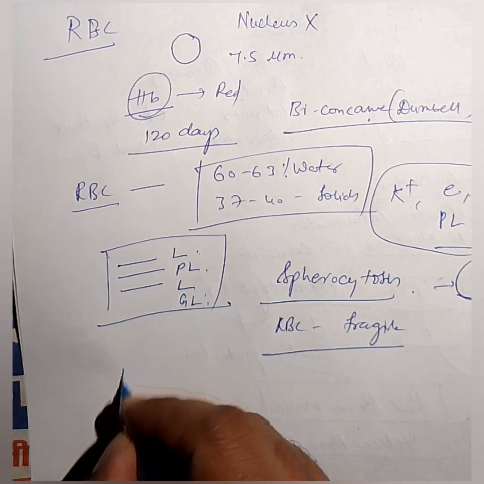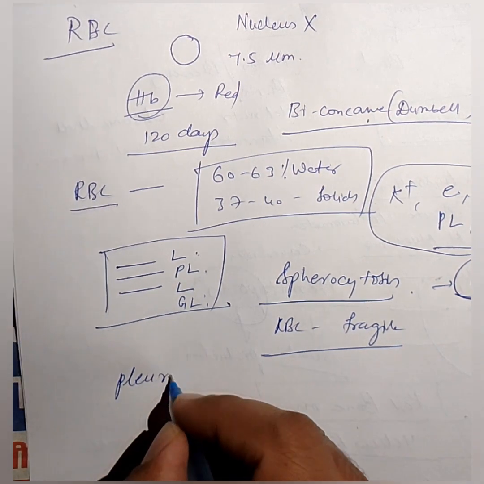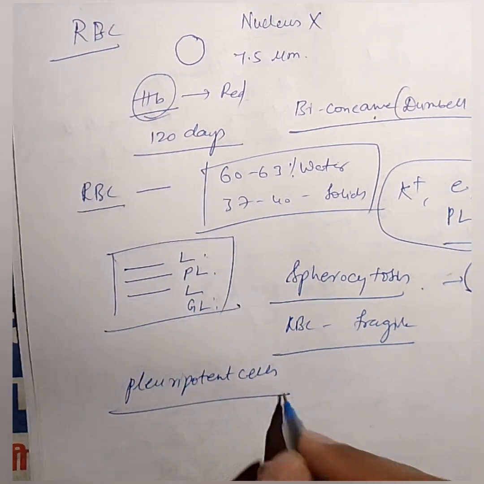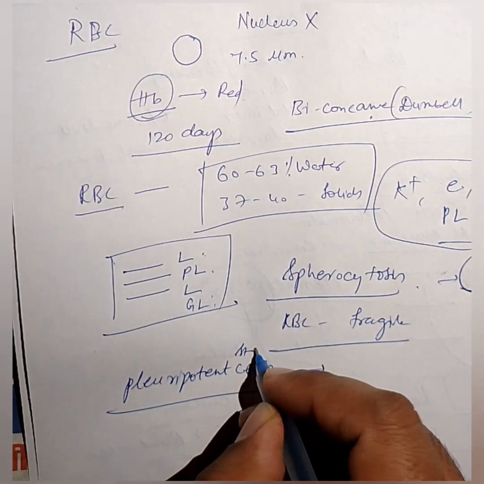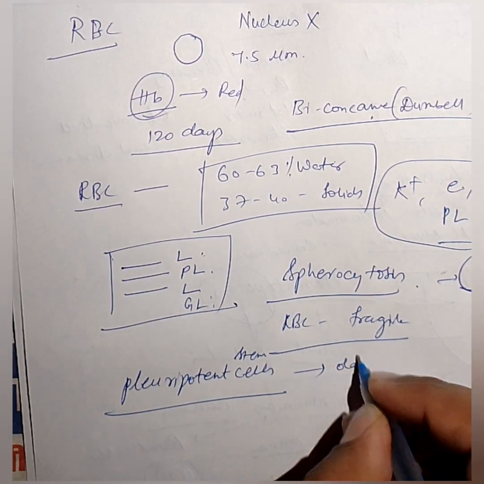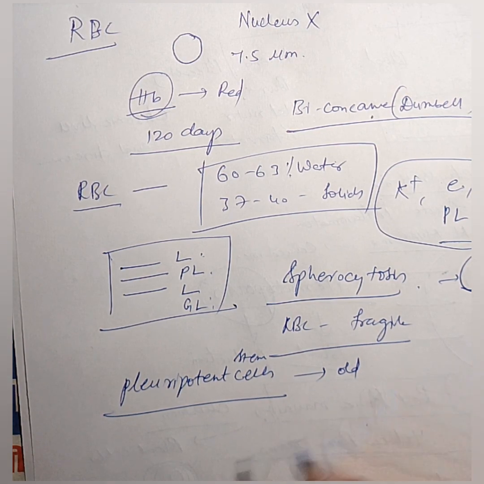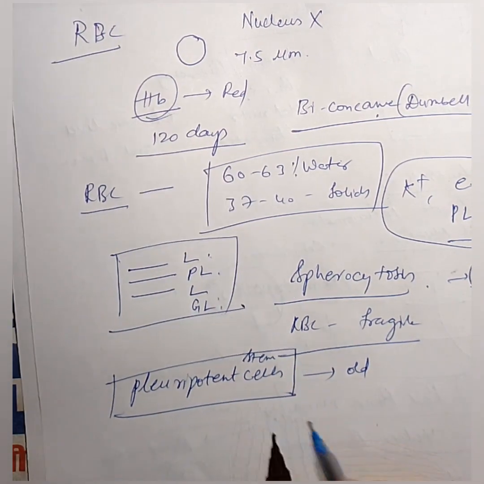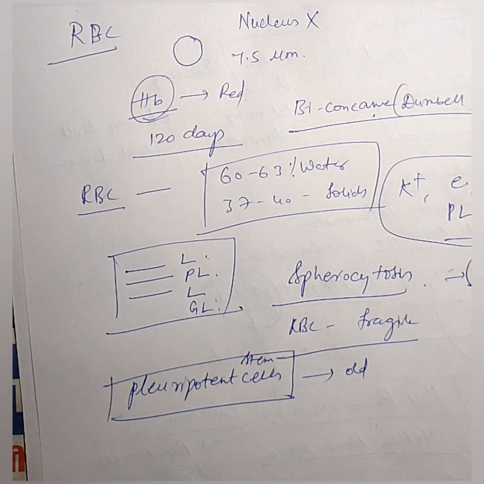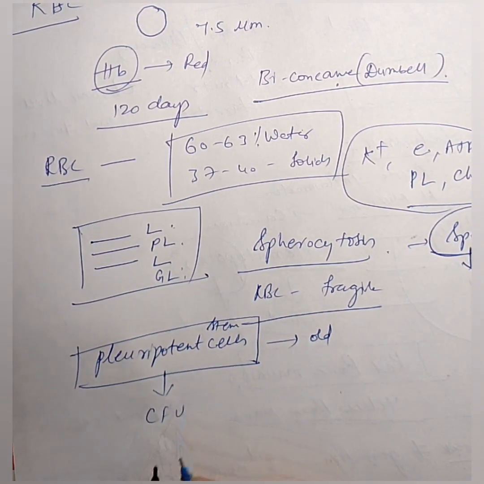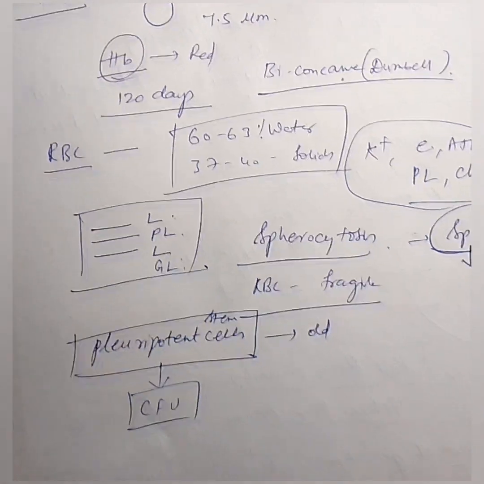And coming to the formation, we can see pluripotent cells. What are pluripotent cells? Pluripotent cells are also called mother cells, because these are the base for production of all types of cells. Pluripotent stem cells means they are able to produce all types of cells. And after this we can see the colony forming units, which are called CFU.